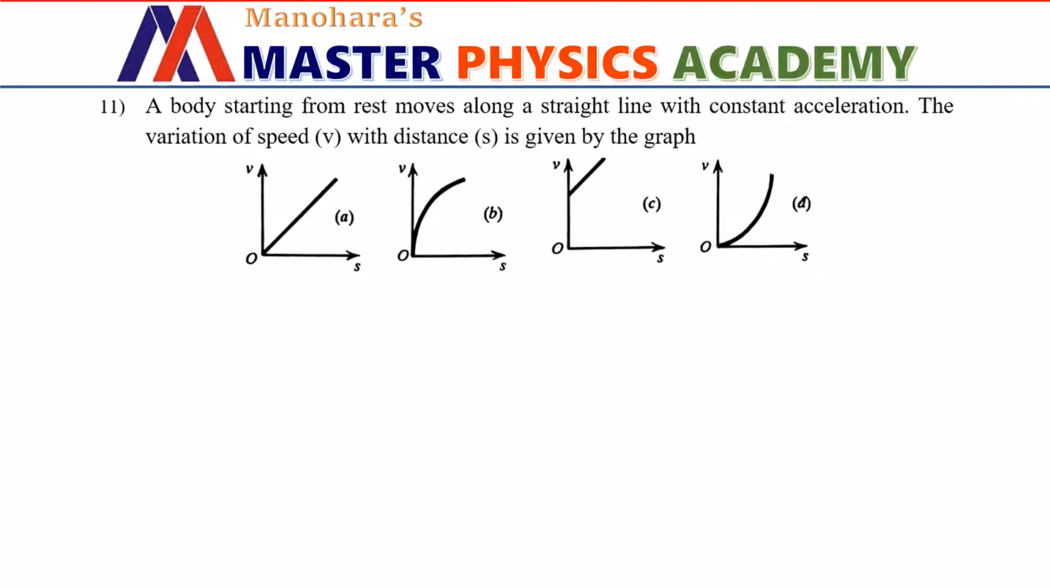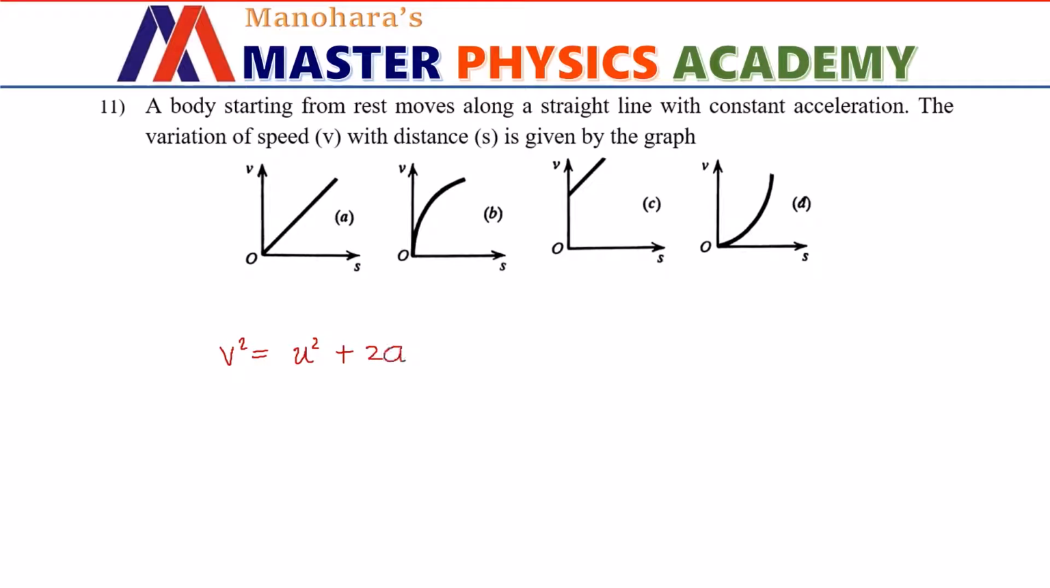A body starting from rest moves along a straight line with constant acceleration. The variation of speed v with the distance s is given by the graph. We know that from equations of motion, the relation between speed of the body and the distance covered by the body is v squared is equal to u squared plus 2as.